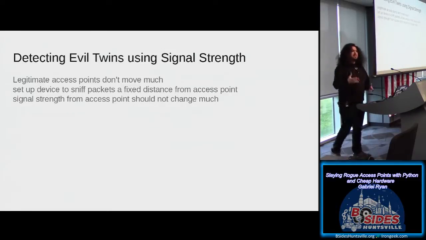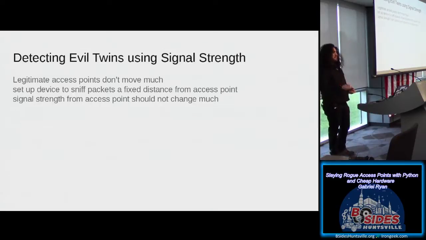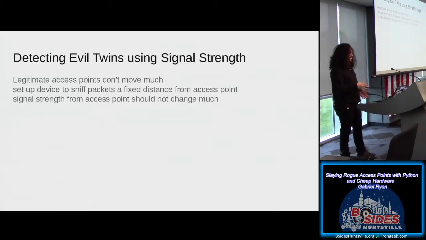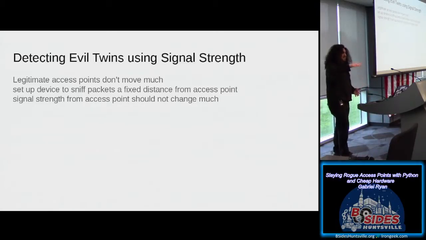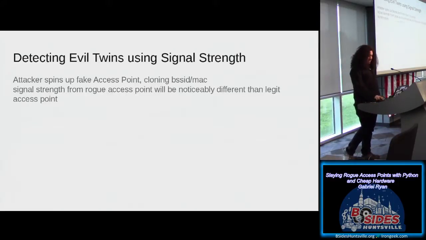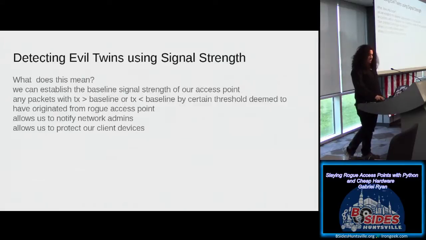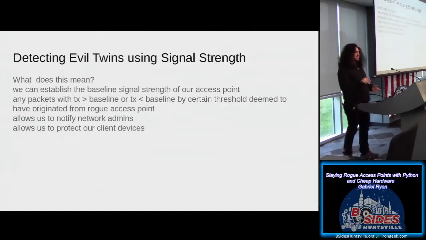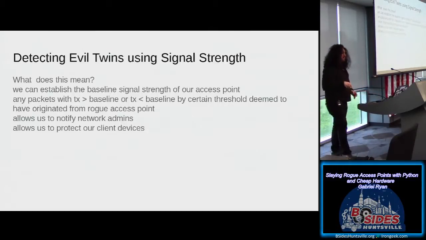And on that side of the room over there, we set up a packet sniffer, and it listens for basically 802.11 packets that are associated with our access point that we set up over here. Now the TX value in that indicates the signal strength should not change very much over time, so it shouldn't vary very much. What this means is that you can establish a baseline signal strength of your access point.